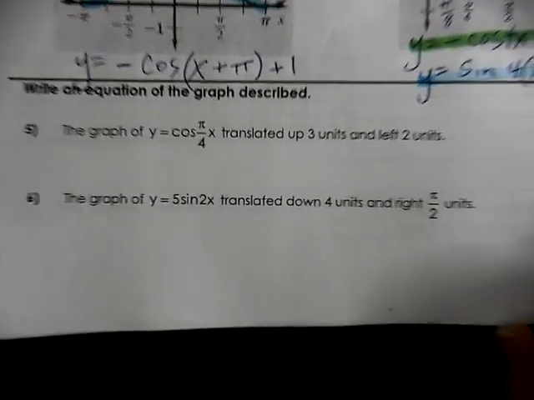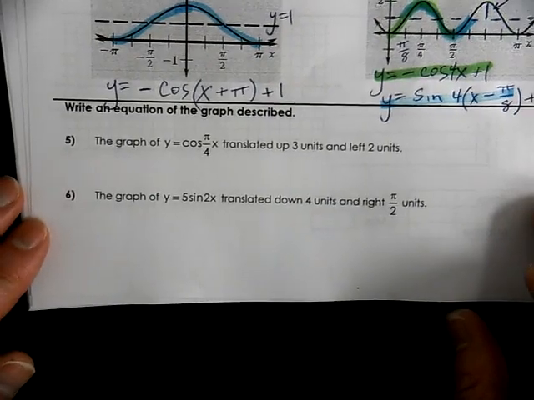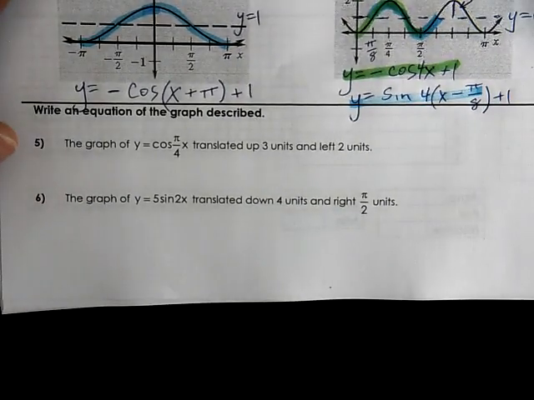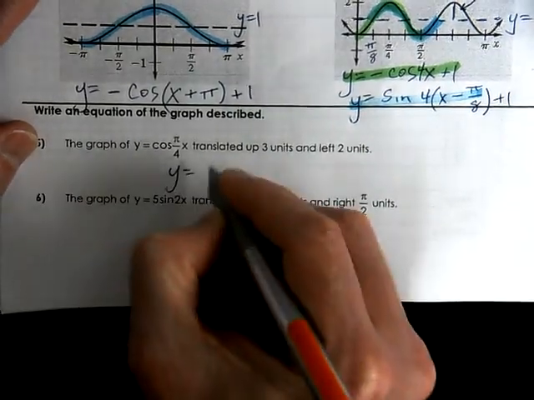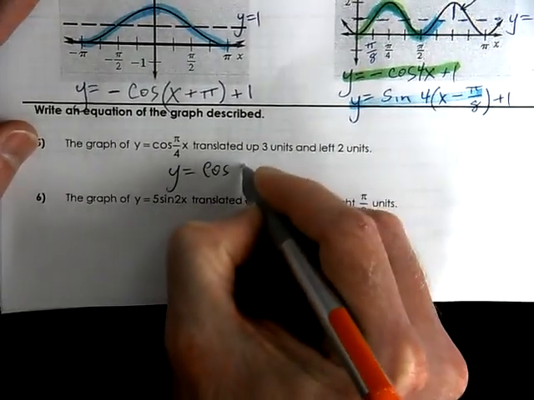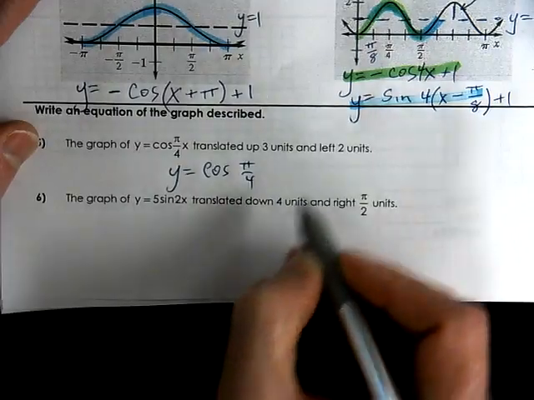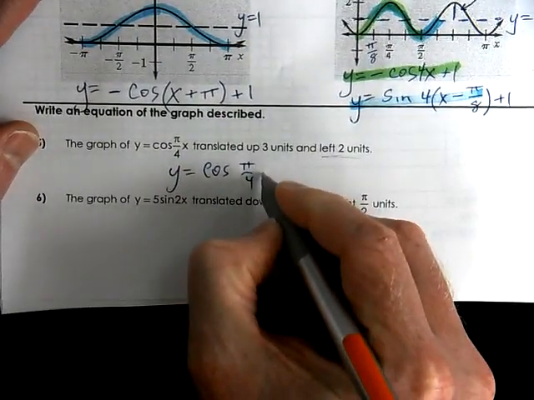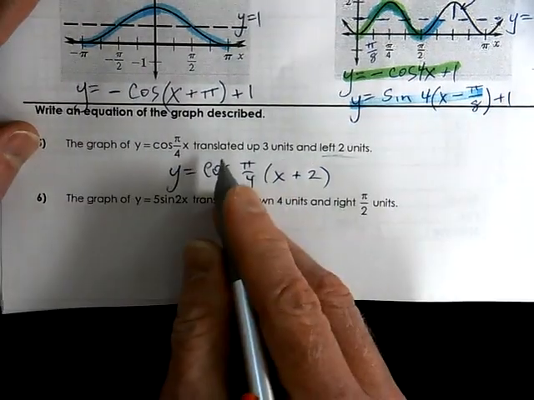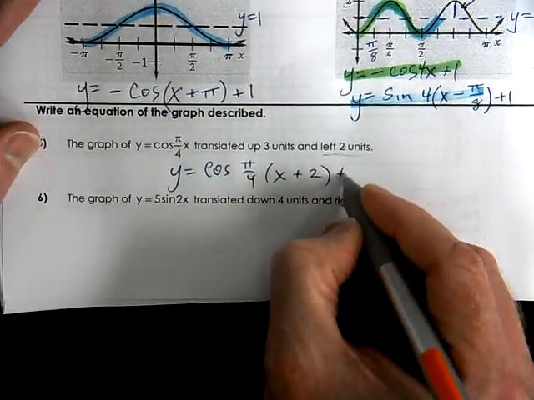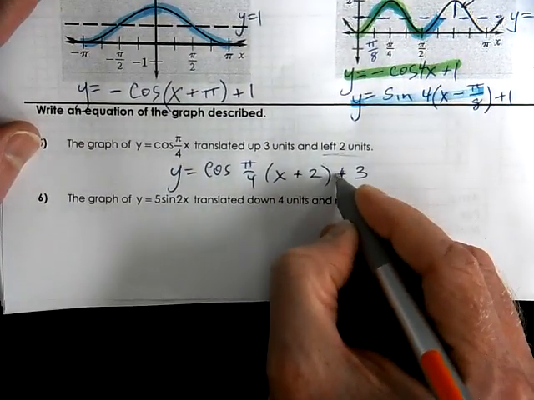Okay, let's come on down here. Write an equation that's translated. So we get y equals cosine pi over 4. We're moving to the left 2. So we say plus 2. And up 3. So we say plus 3.